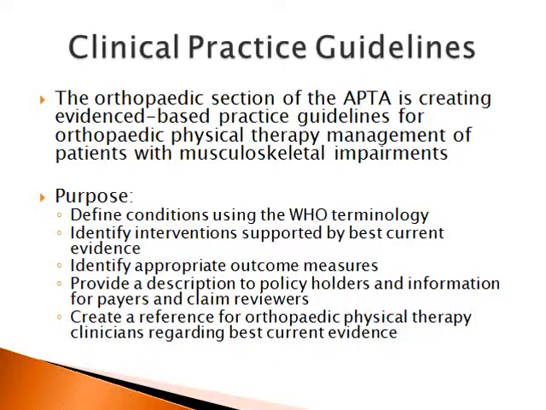The purpose of clinical practice guidelines is to define conditions using the World Health Organization's terminology, identify interventions supported by best current evidence, and identify appropriate outcome measures we should be using with certain conditions. It can provide a description to policyholders, information for payers and claim reviewers, and create a reference for orthopedic physical therapists.